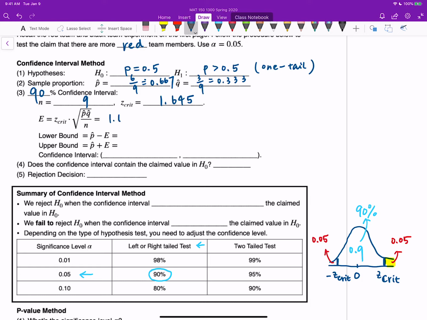Critical value 1.645 multiplied by square root of p hat, which is 0.667, times q hat, which is 0.333, divided by n, which is 9. And then you're going to round this to usually 4 decimal places, so you could pause this video and calculate, and then compare your number with mine. I'm going to calculate on my calculator.